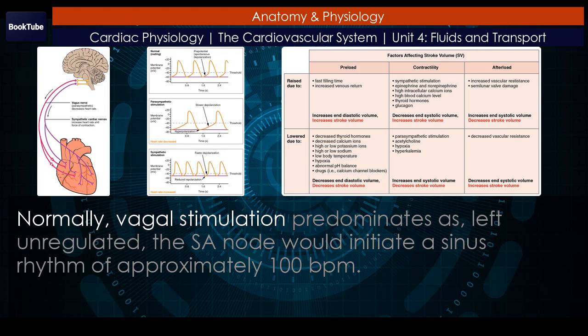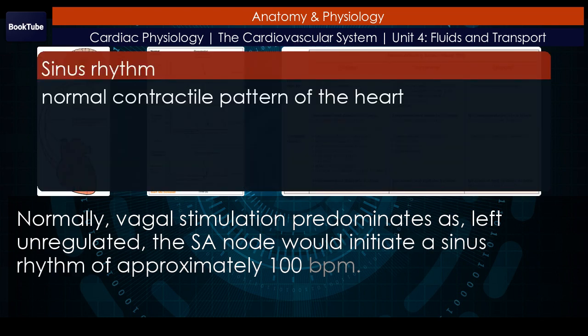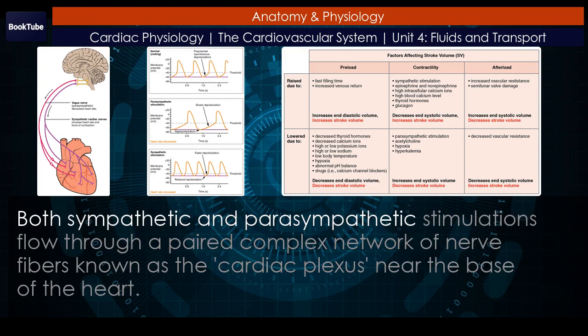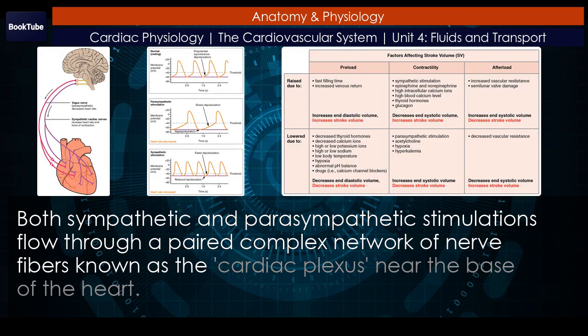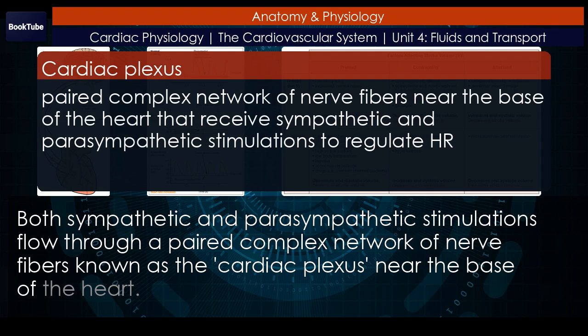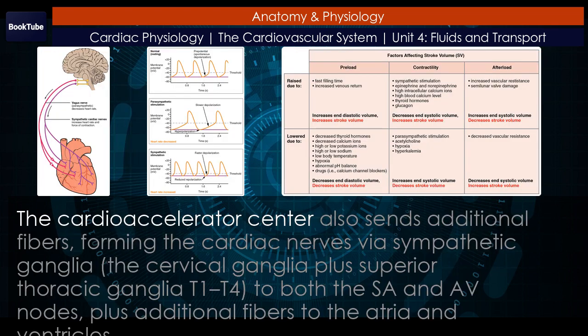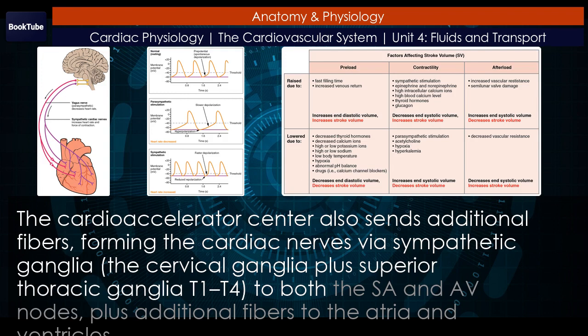Normally, vagal stimulation predominates, as left unregulated, the SA node would initiate a sinus rhythm of approximately 100 bpm. Both sympathetic and parasympathetic stimulations flow through a paired complex network of nerve fibers known as the cardiac plexus, near the base of the heart. The cardio-accelerator center also sends additional fibers, forming the cardiac nerves via sympathetic ganglia, the cervical ganglia plus superior thoracic ganglia T1-T4, to both the SA and AV nodes, plus additional fibers to the atria and ventricles.